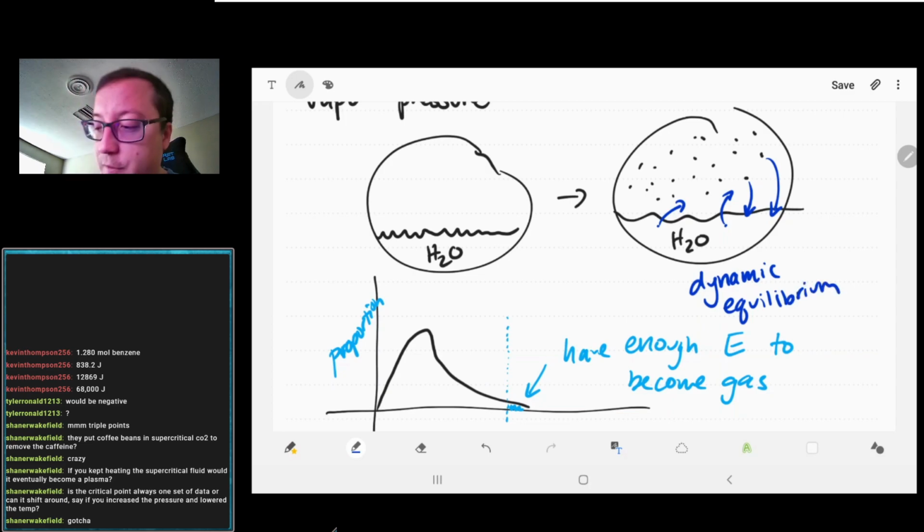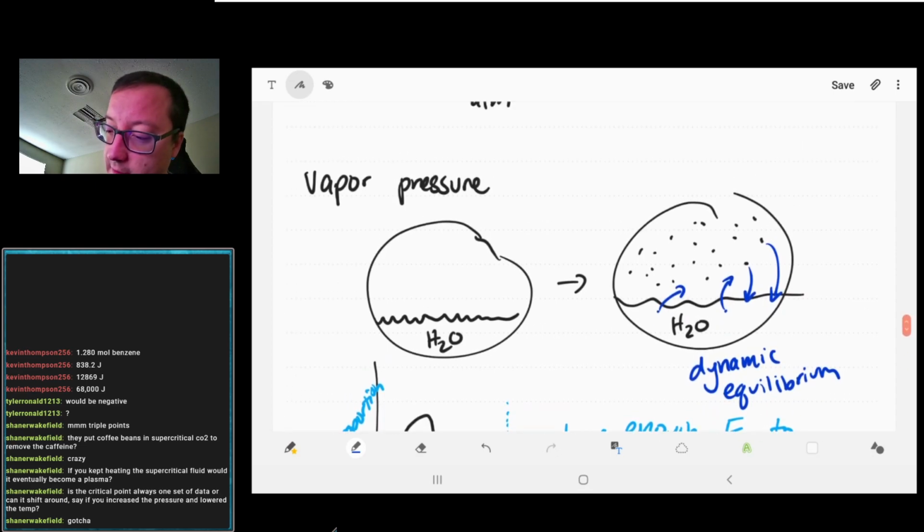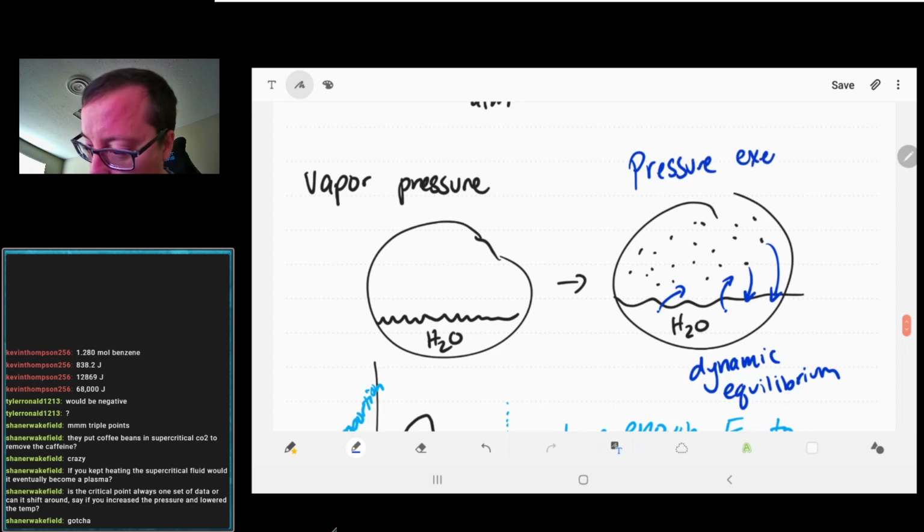So you have molecules in the liquid water that are jumping out. You have molecules in the gas phase that are condensing and becoming liquid again. So you have this process just kind of happening back and forth. And we're going to see here that the pressure exerted by the gas is called the vapor pressure.